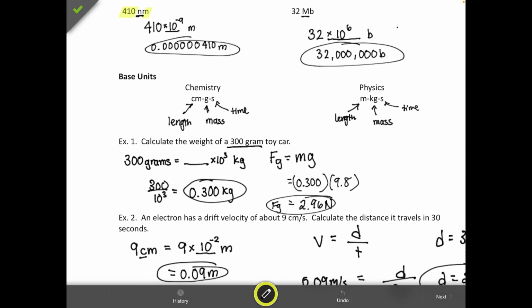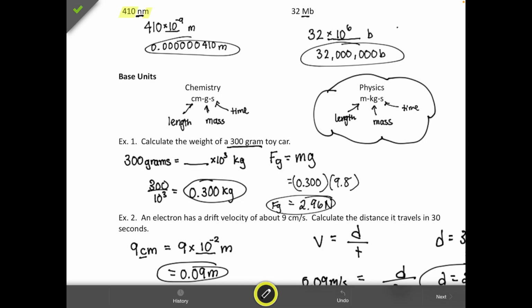When you go through a problem, make sure you're using the physics base units. So if I see something in grams, I need to convert to kilograms. If it's in centimeters, I need to convert to meters. If it's in hours, I need to convert to seconds. So for whatever problems you're doing, it's a good first step to go through and see if anything needs converting.